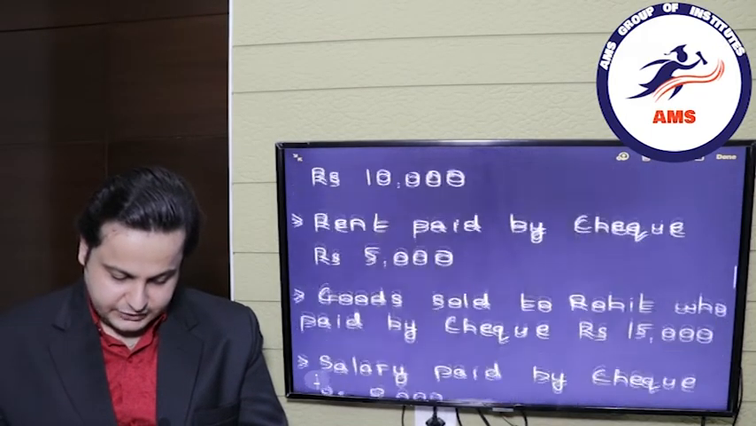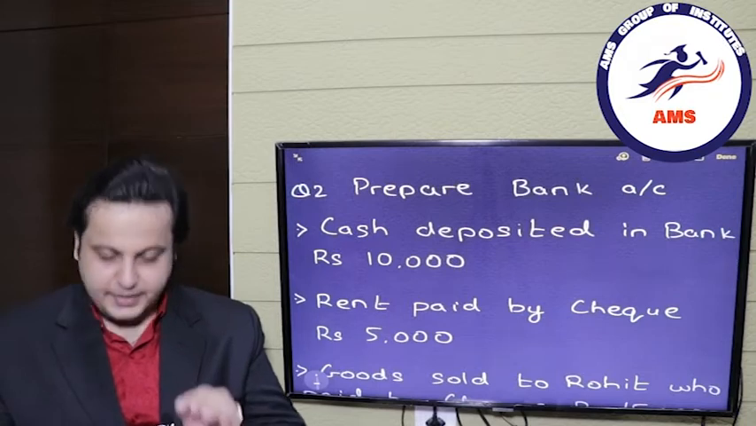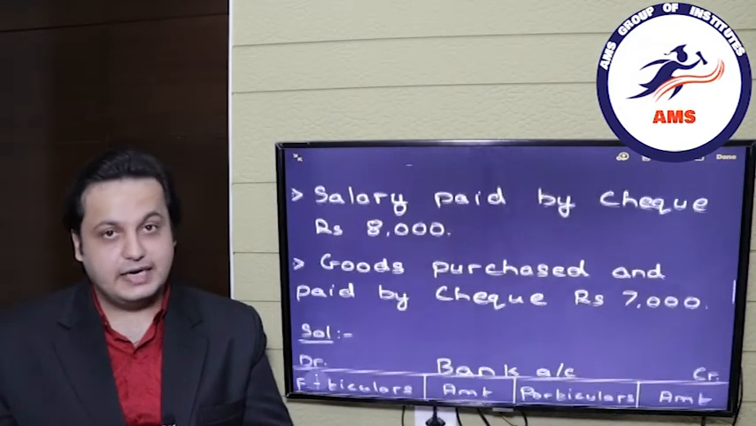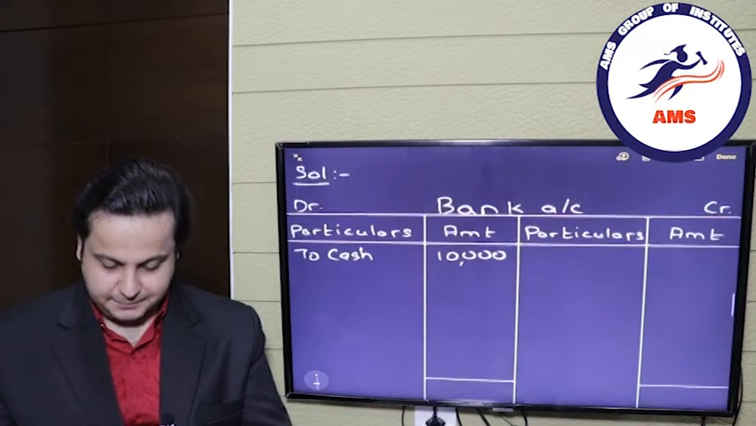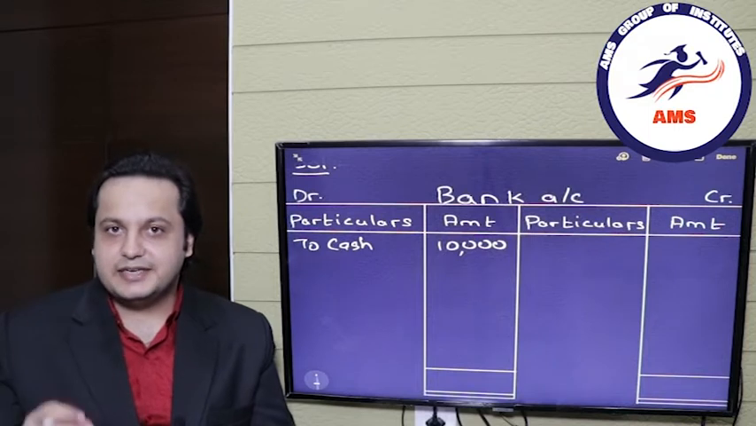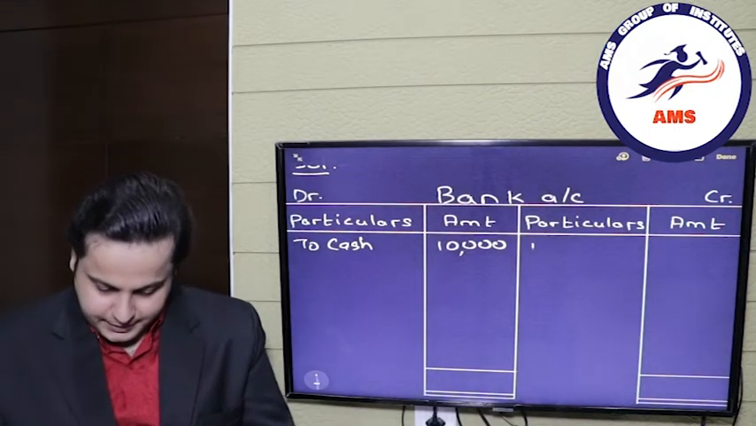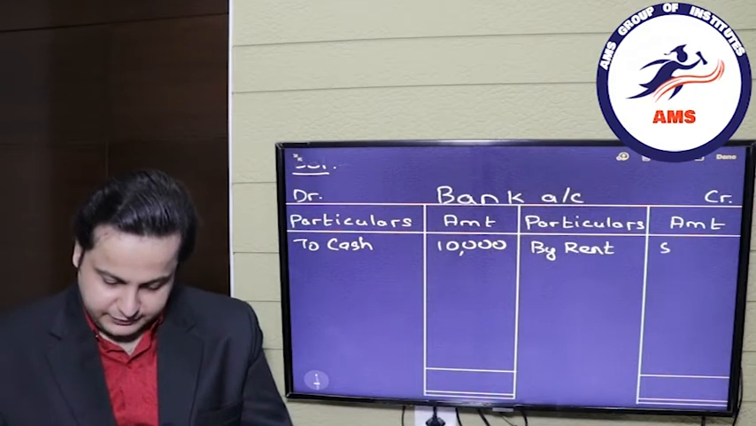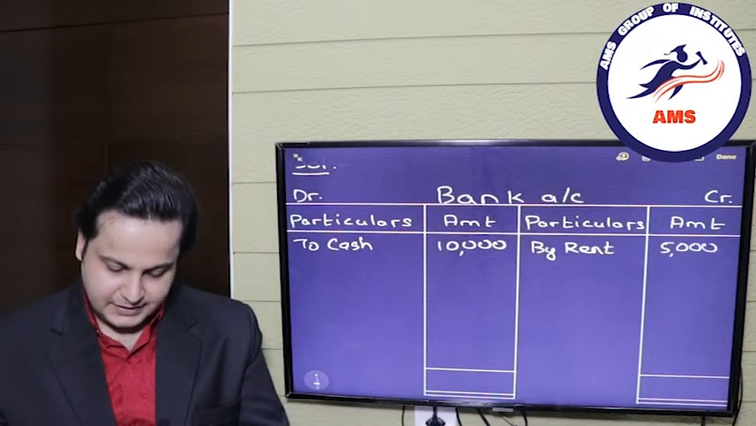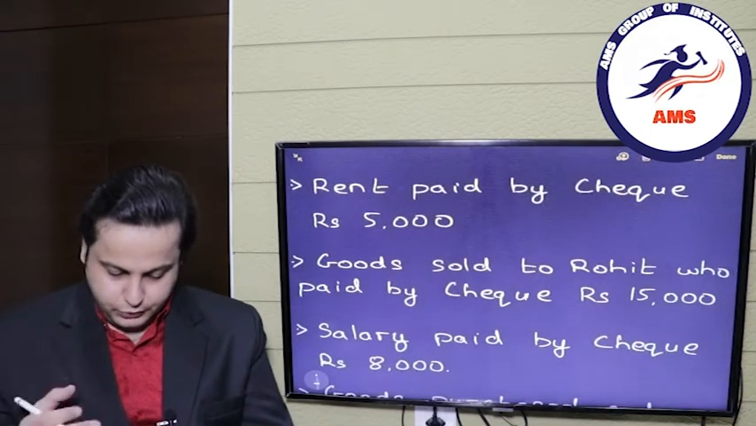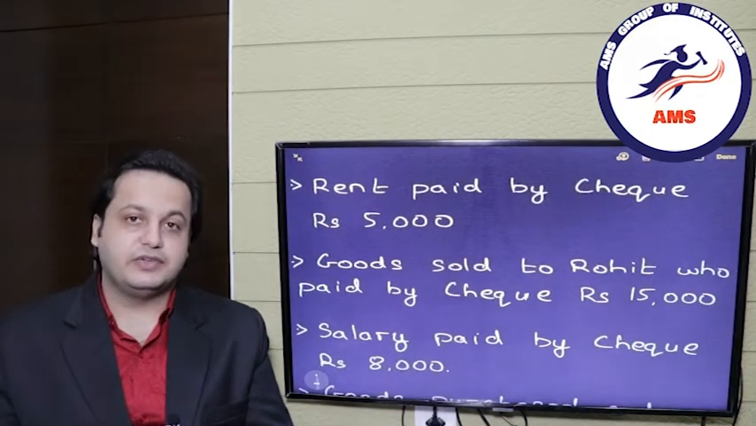Towards the next transaction. Rent paid by check rupees 5,000. So the entry will be by rent account debit to bank account credit. Now bank account is being credited, so we will post this entry on the credit side. By rent account debit 5,000 rupees.